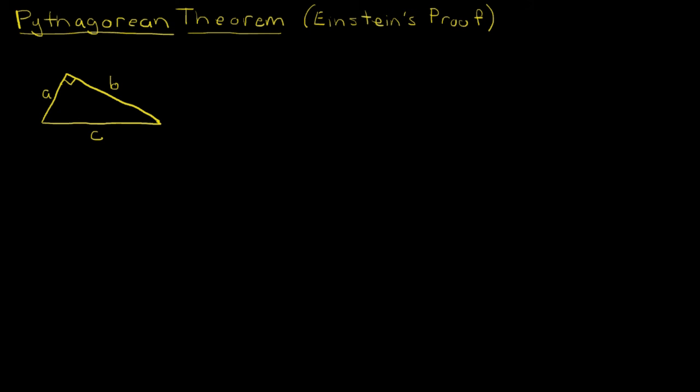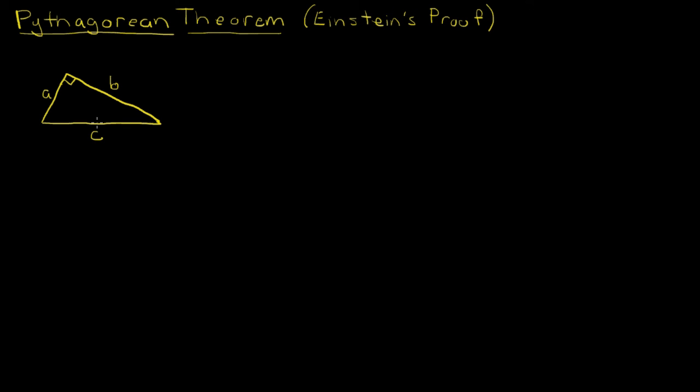In today's video I'm going to be talking about the Pythagorean Theorem. In particular, I'm going to step you through a proof that is attributed to Albert Einstein. In my opinion, this proof helps show very clearly the reason why the Pythagorean Theorem is true.